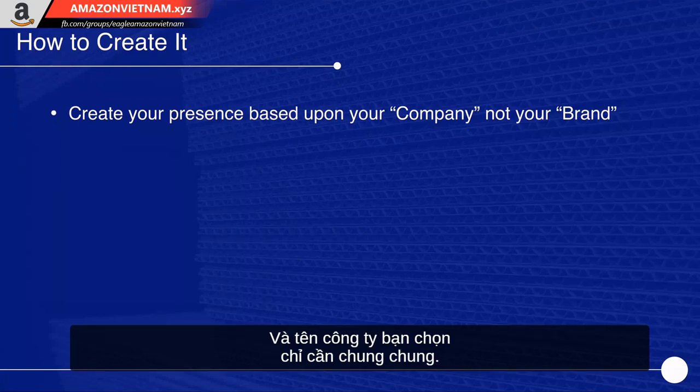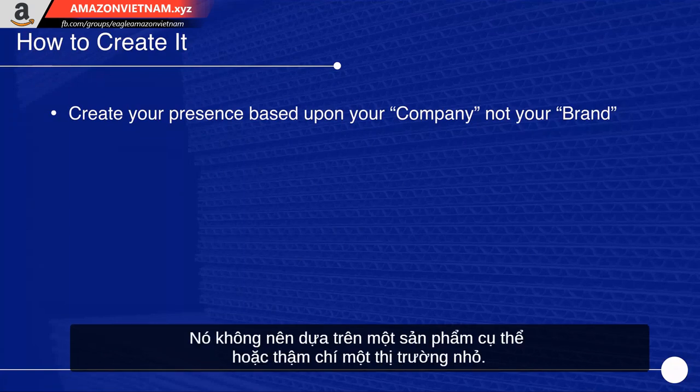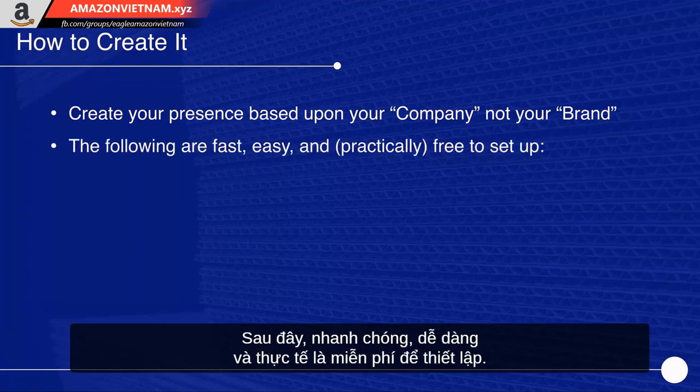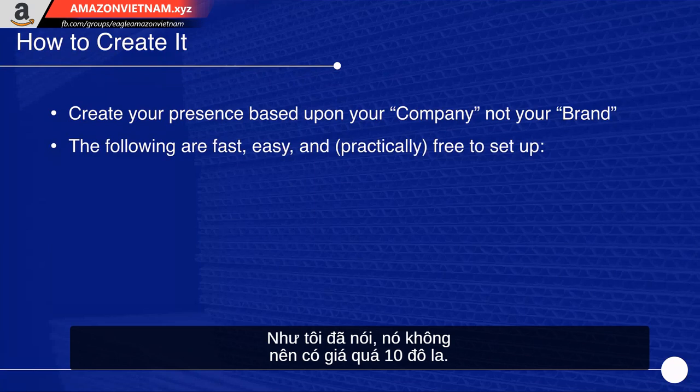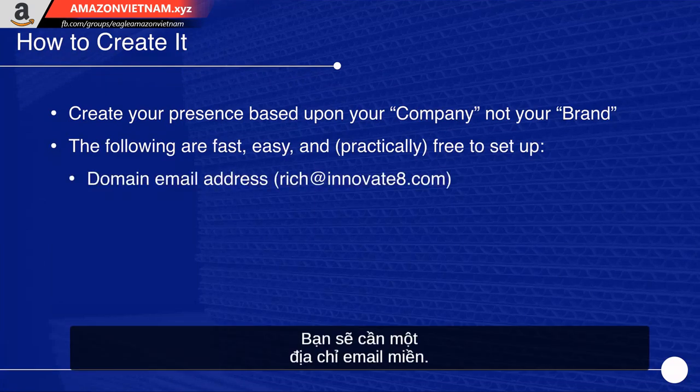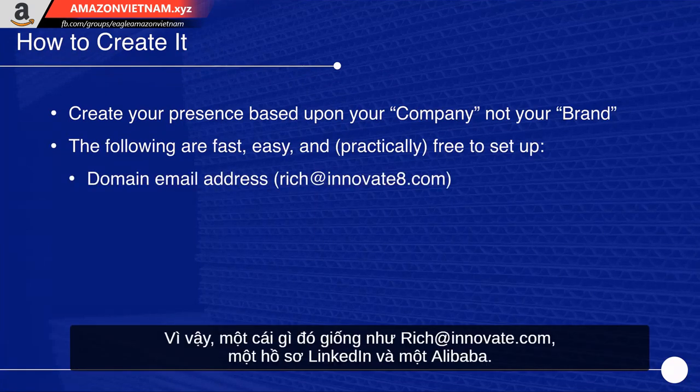And the company name you choose just needs to be generic. It shouldn't be based on a specific product or even a small niche. The following are fast, easy, and practically free to set up. As I said, it shouldn't cost more than $10. You're going to need a domain email address, so something like rich@innovate8.com, a LinkedIn profile, and an Alibaba profile.